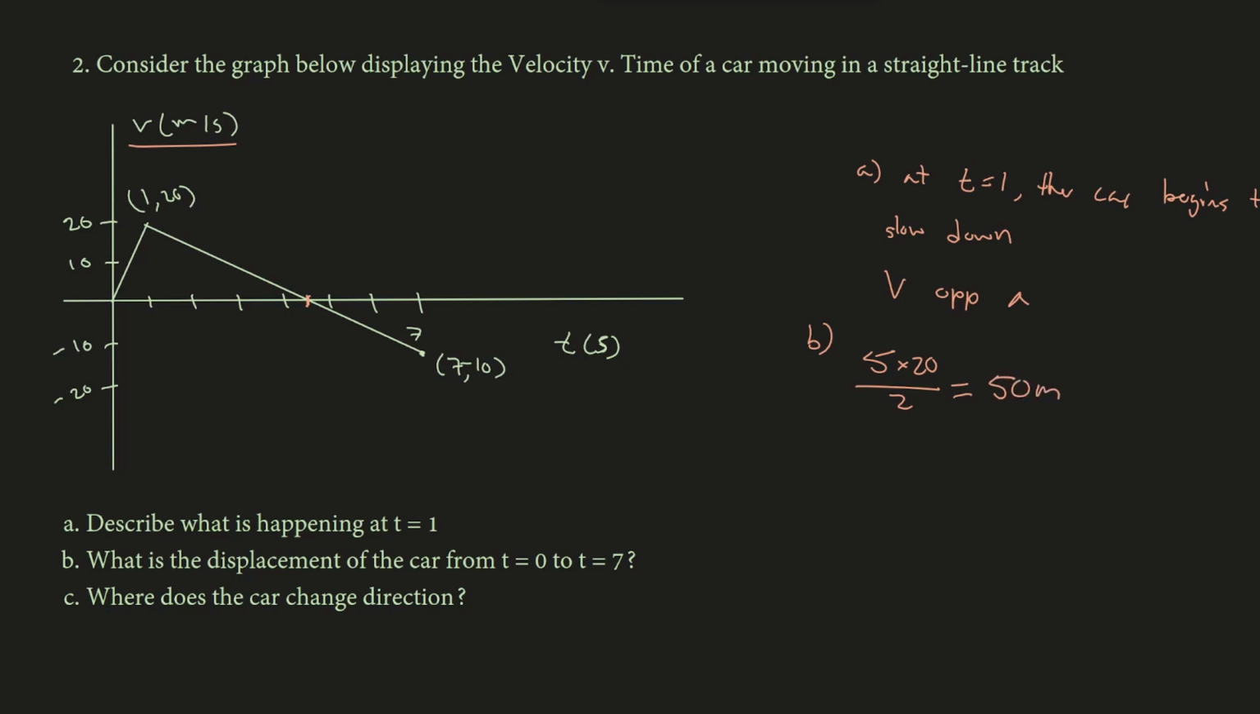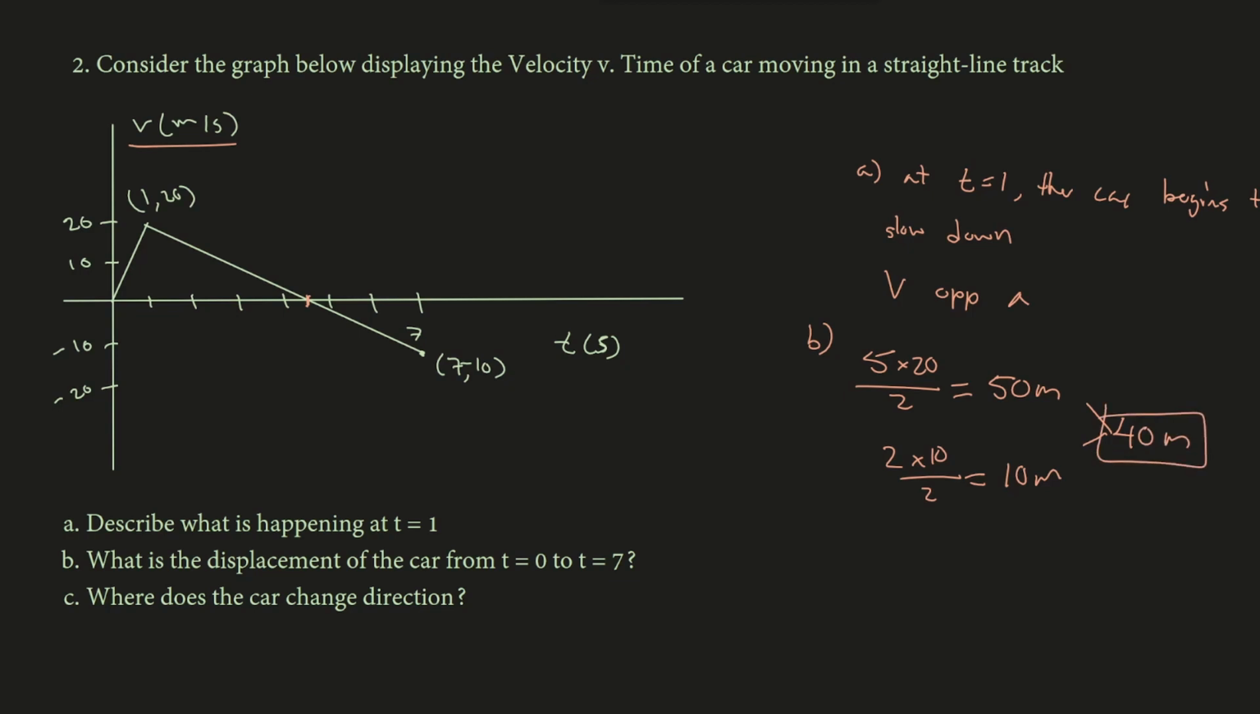But then this small triangle will have a base of 2 times 10 divided by 2, which is going to be 10 meters in the opposite direction. So taking the difference will give us 40 meters of total displacement.